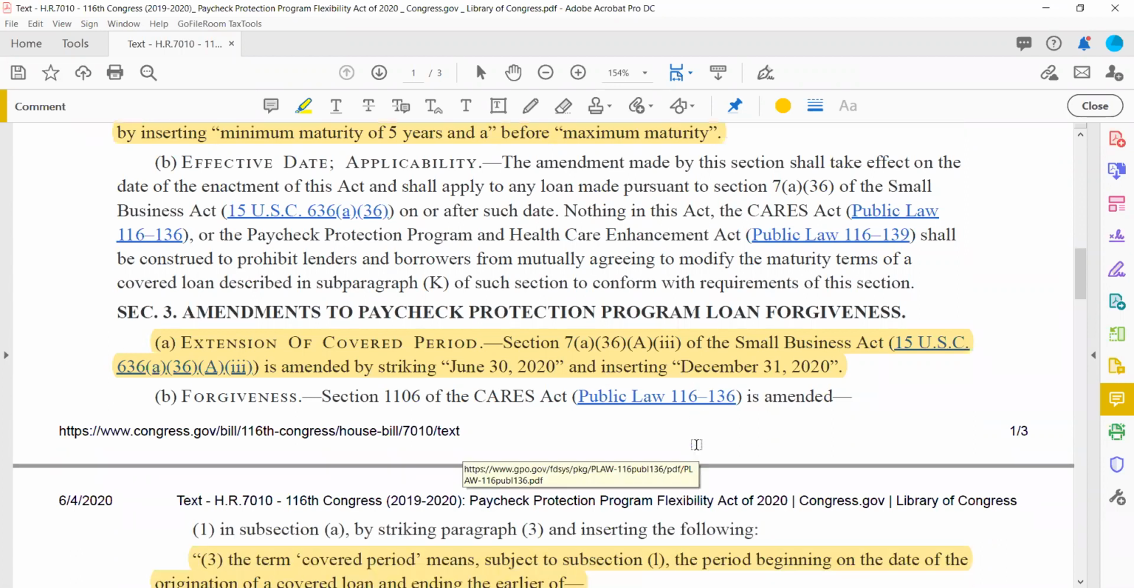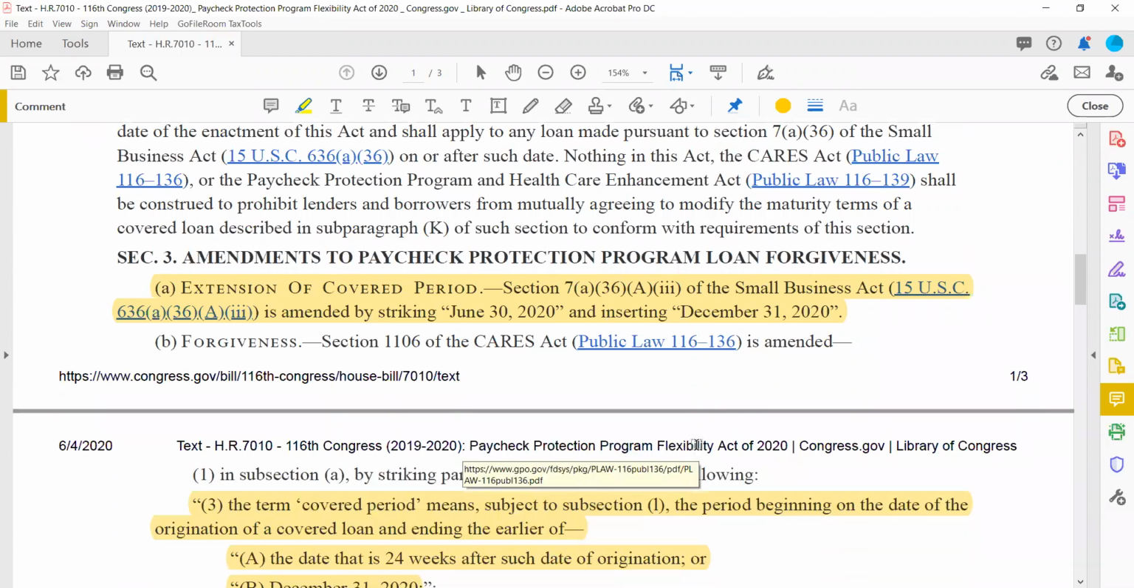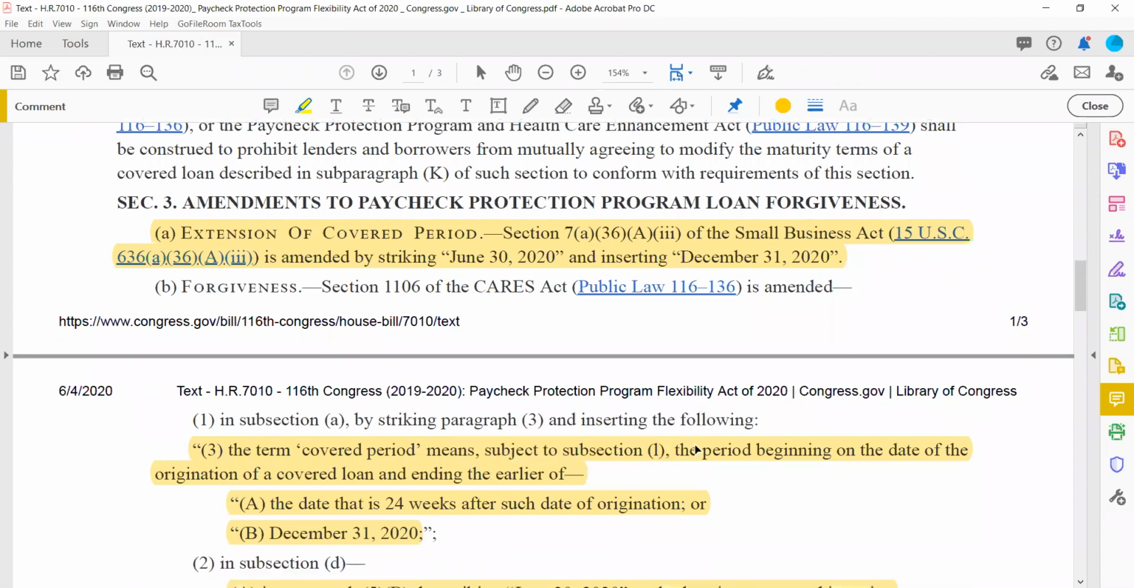So really the covered period should be the earlier of 24 weeks after your date of origination, or December 31st, 2020. I kind of started going off on a tangent a little bit, but the 8 weeks turns into 24 weeks. Yeah. And then they threw in the December 31st, 2020 date. So this is huge for businesses, in my opinion, Bill.